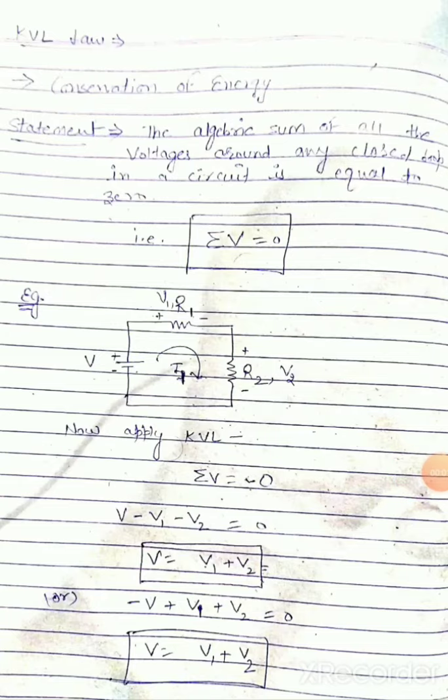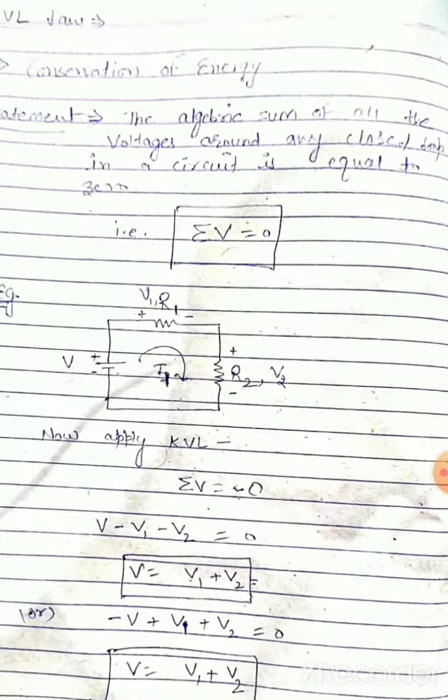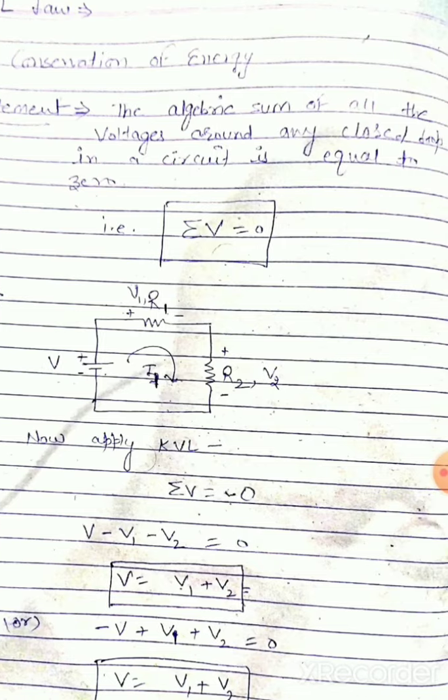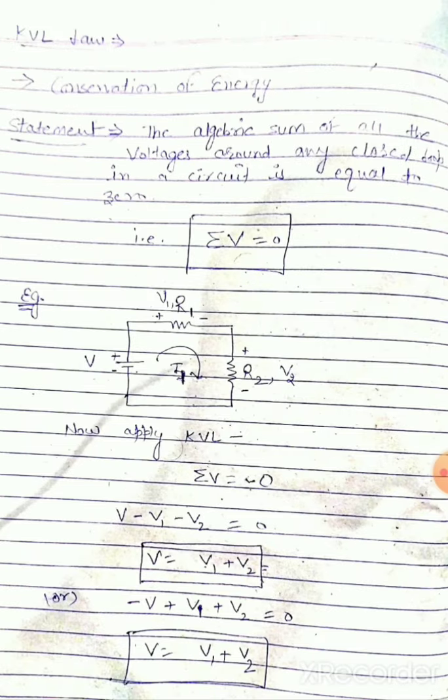Hello everyone, today we will be discussing Kirchhoff's voltage law, that is Kirchhoff's second law, which is basically based on the conservation of energy. The statement for this law is: the algebraic sum of all the voltages around any closed loop in a circuit is equal to 0, that is, summation V is equal to 0.